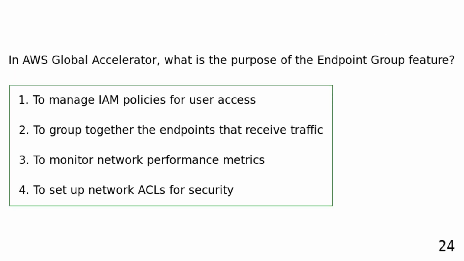In AWS Global Accelerator, what is the purpose of the endpoint group feature? To manage IAM policies for user access. To group together the endpoints that receive traffic. To monitor network performance metrics. To set up network ACLs for security.